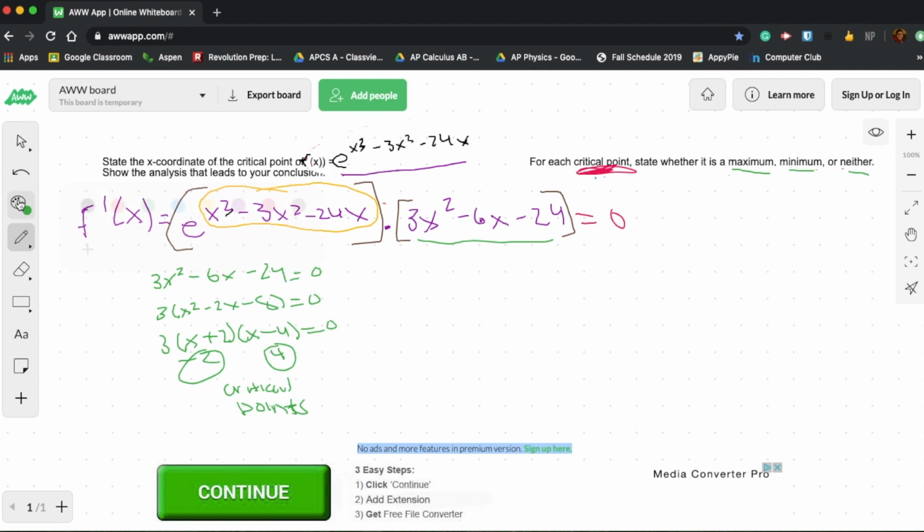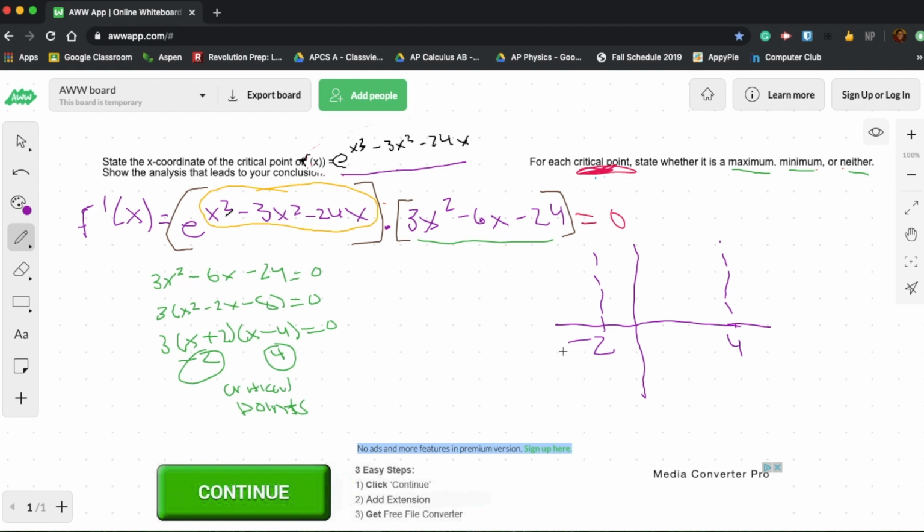So now, like I said previously in the beginning of the video, we need to create a sign chart. Alright, so negative 2, dot, 4, something around here. These are our two possible candidates. So what we need to do is put a value before negative 2 into this equation, and then we see if it's positive or negative.